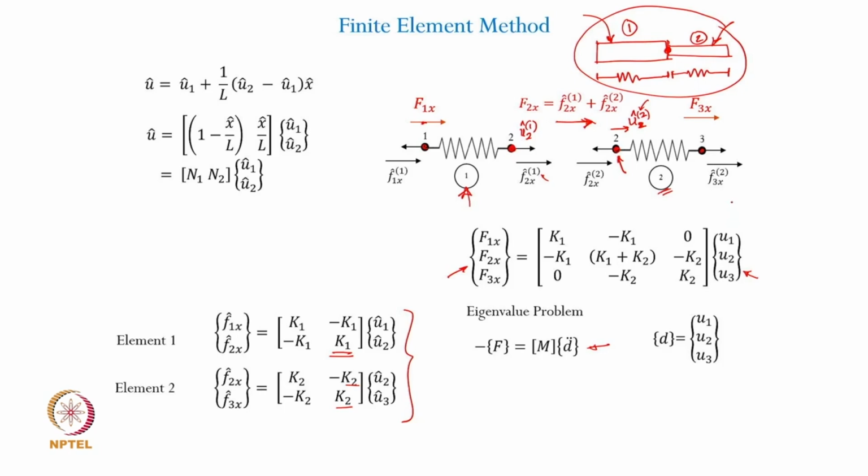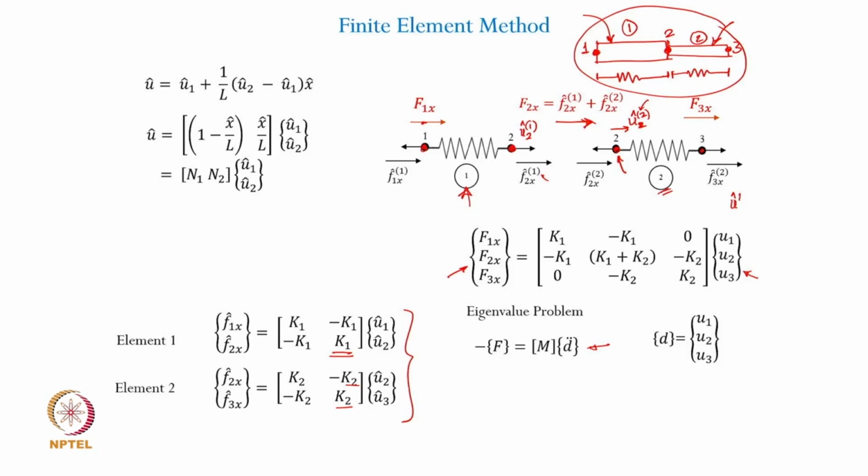Now U1 cap and U1 here are different in the sense that U1 cap is the nodal displacement defined at the element level, whereas U1 is at the global level, in the sense that I will define this as node 1, this as node 2 and this as node 3 of the entire system. So the U1 cap will essentially turn out to be U1 in this particular global system.